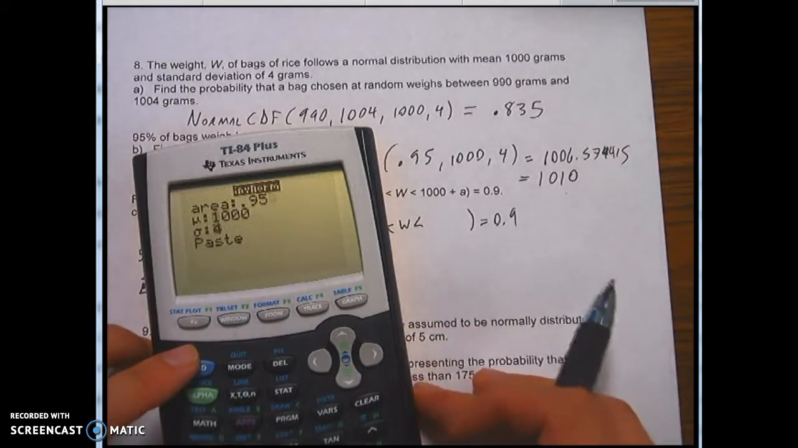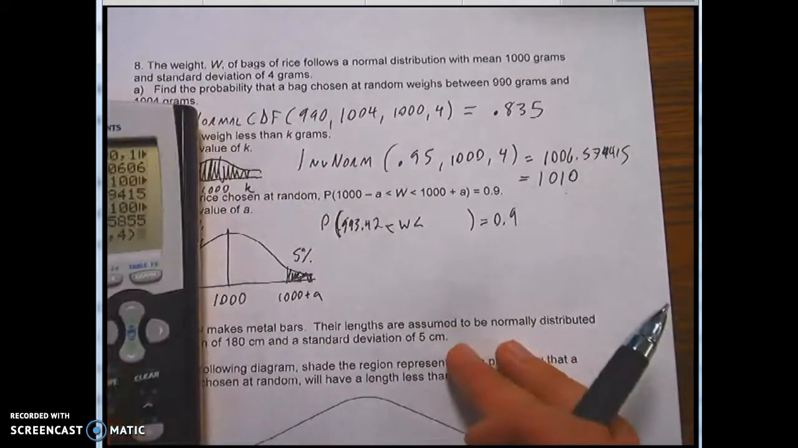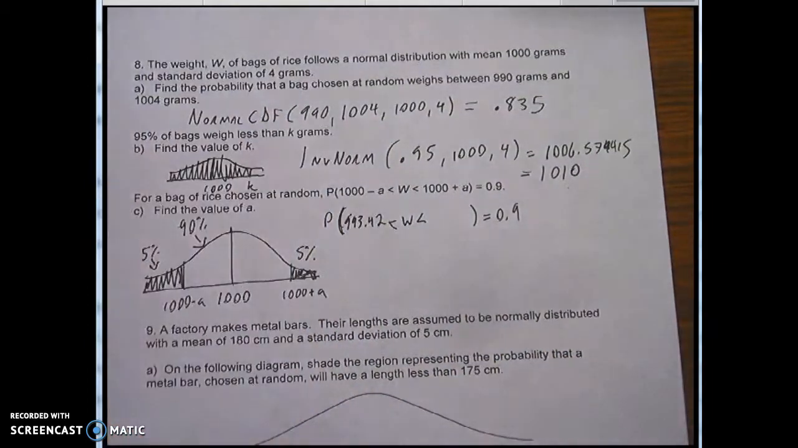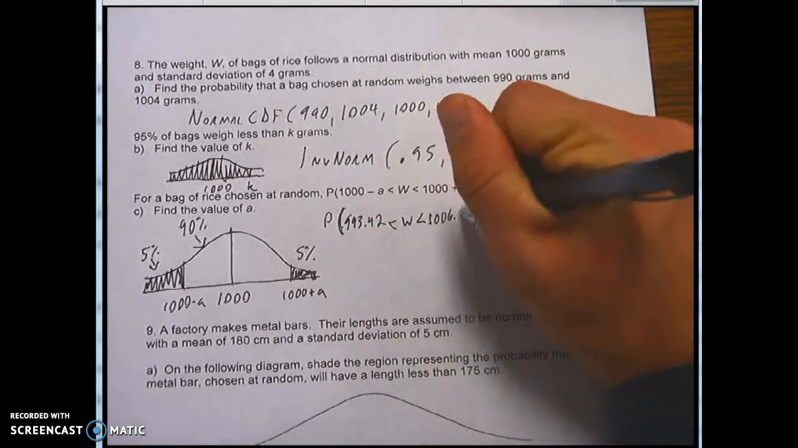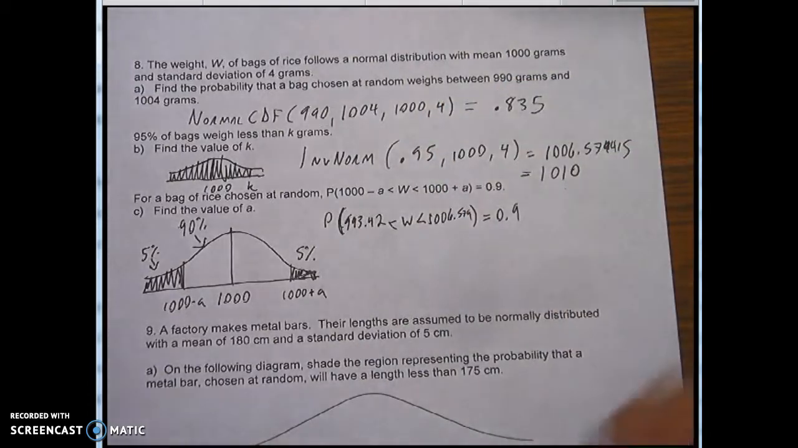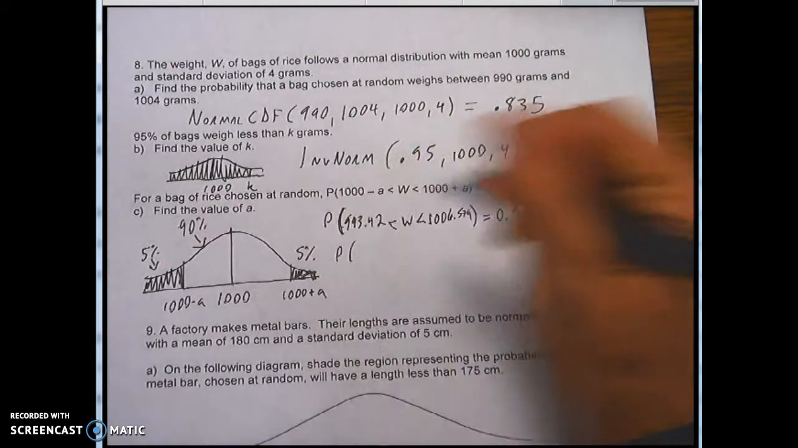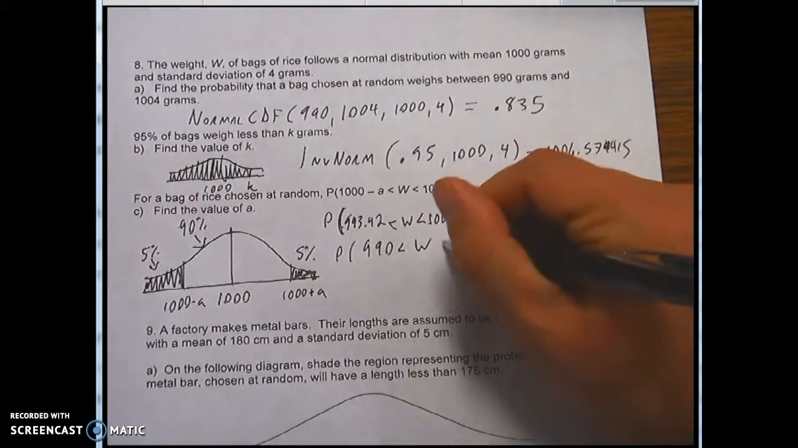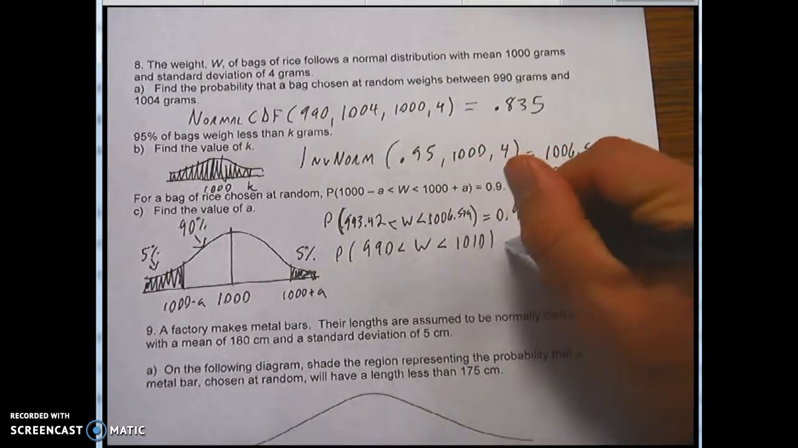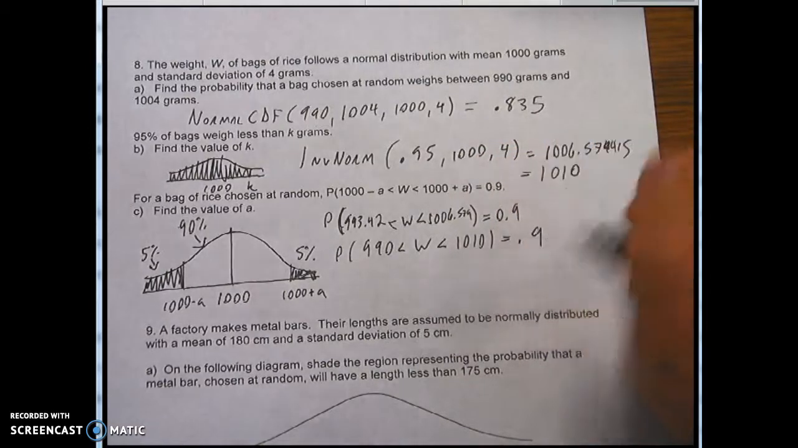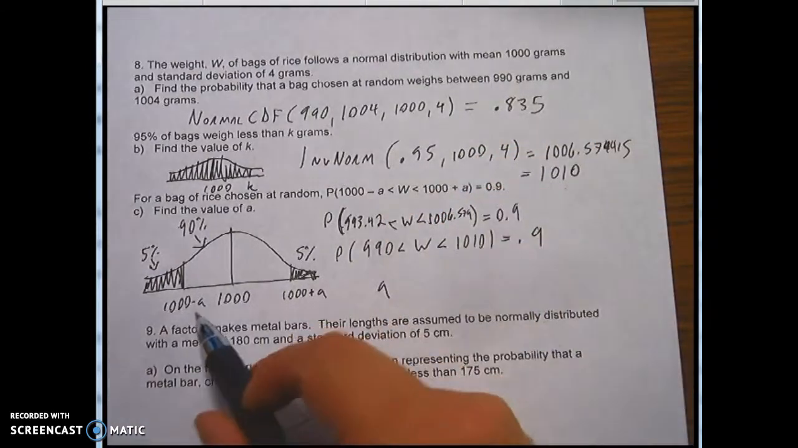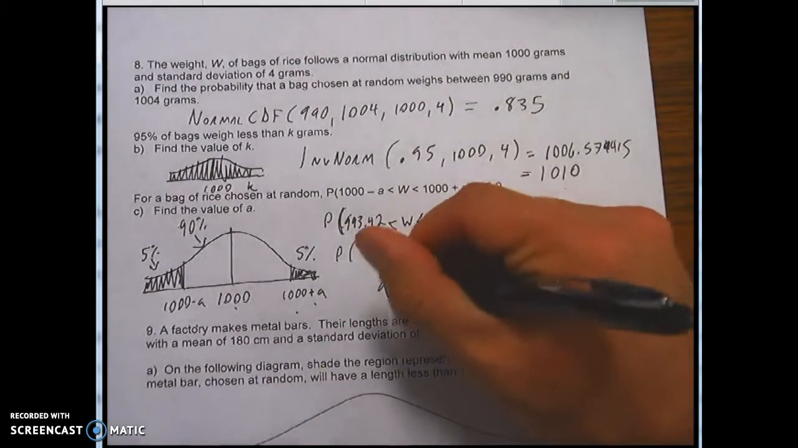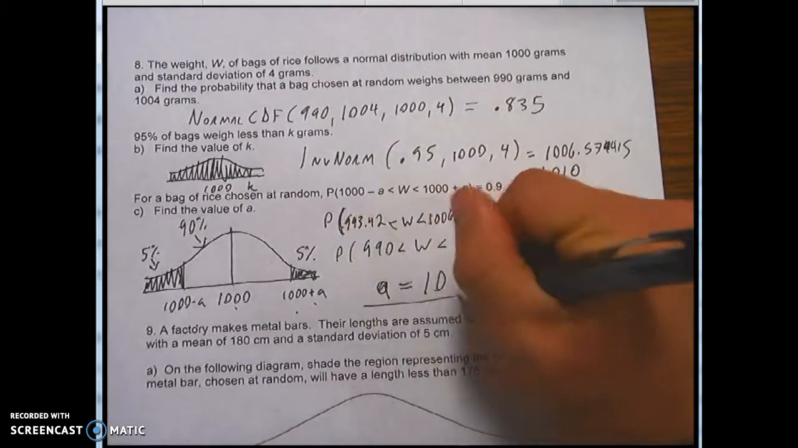Right? And this one over here is going to have 95% of the data below, so if I change it to 0.95, well, that's the one I've already done. That's your 1006.579. Let's just do this to 3 significant figures to keep this simple. That makes this 990. That makes this 1010. So the value of A is going to be 1000 minus 10 and 1000 plus 10. A equals 10.